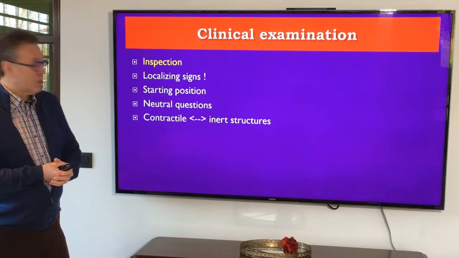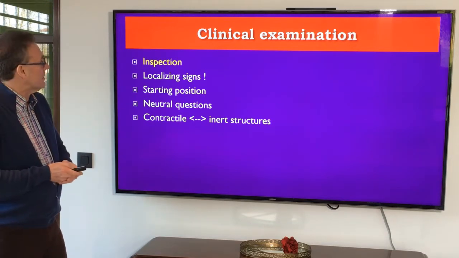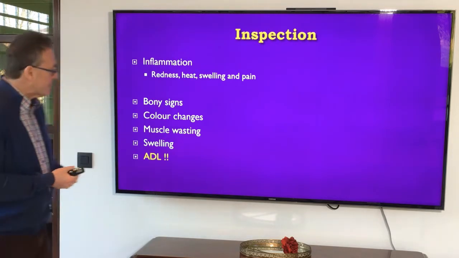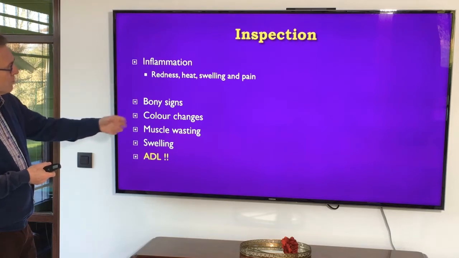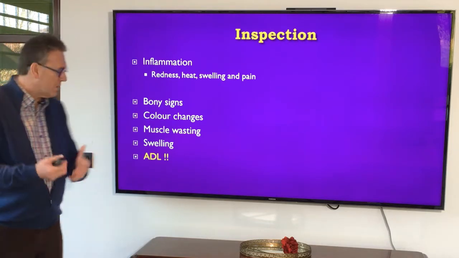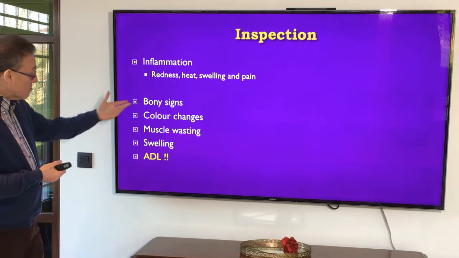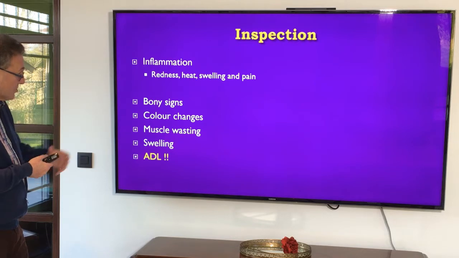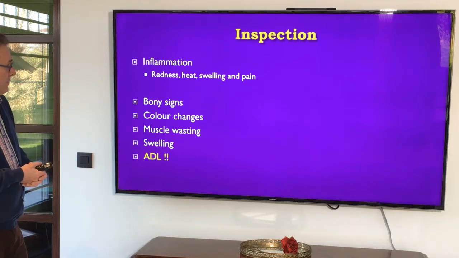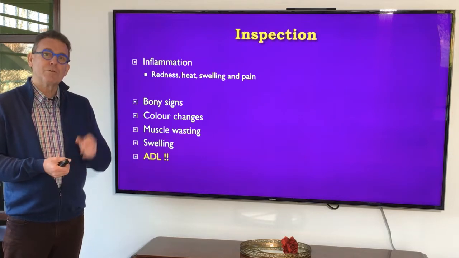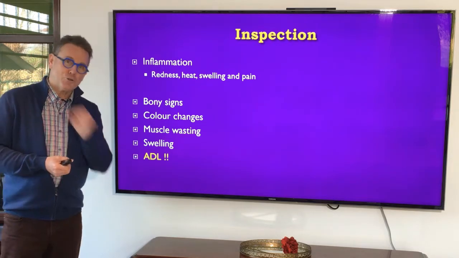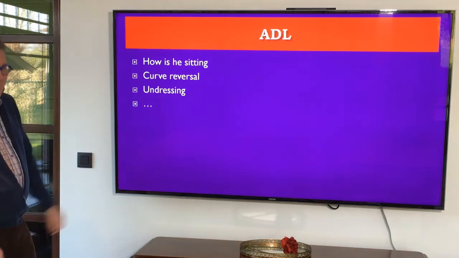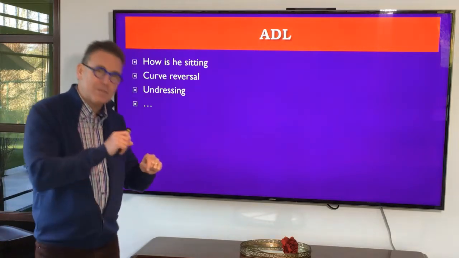So, a clinical examination, we always start with an inspection. Of course, you can notice the obvious things: it's red, it's warm, it's swollen, the inflammatory signs. Perhaps you see some bony anomalies, some color changes, some atrophy. That could be interesting. But another little detail which may not be underestimated are the activities of daily life. And that goes a little bit further than we might suspect.